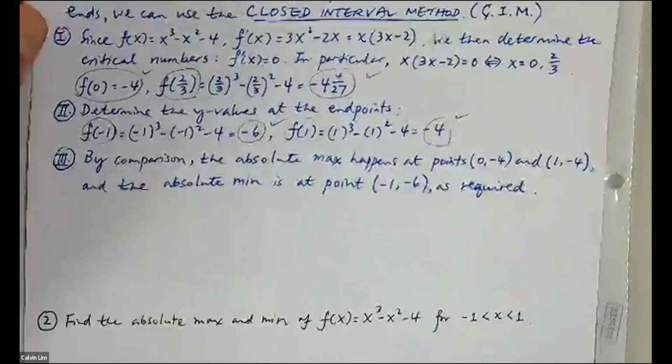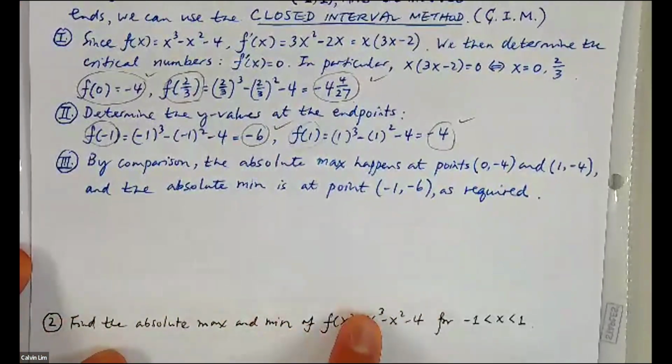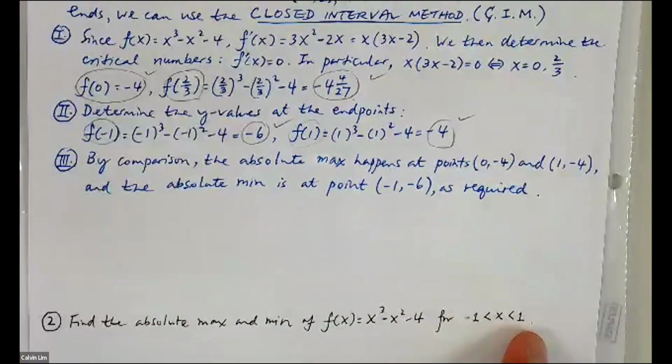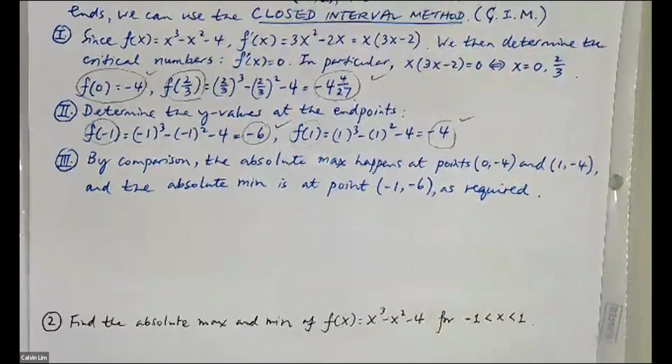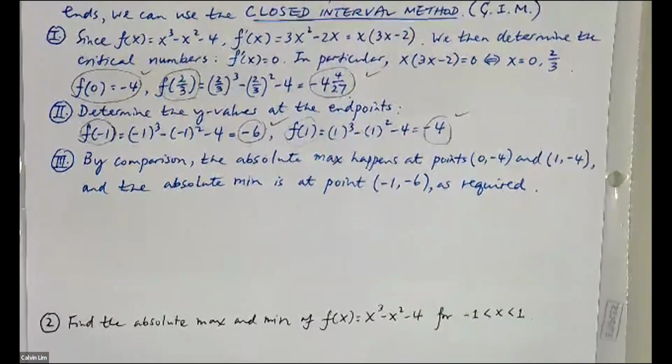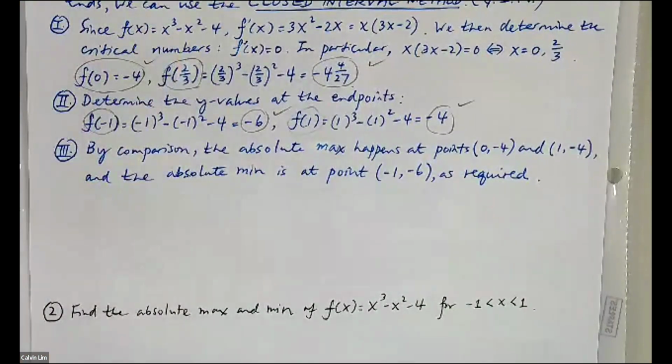Now, as an extension to this question, find the absolute max and min of the same function in this interval. Now, this is an open interval: -1 not inclusive, 1 not inclusive. So can you make a case for it? Try to determine if the absolute max and absolute min exist, and if they exist, what are the values? What are the y values?